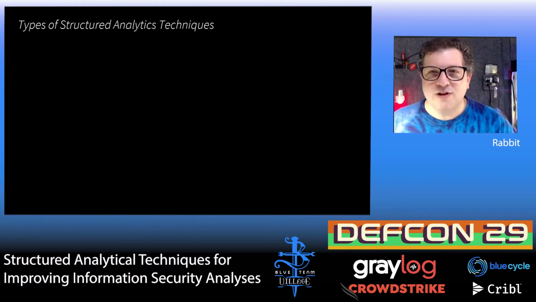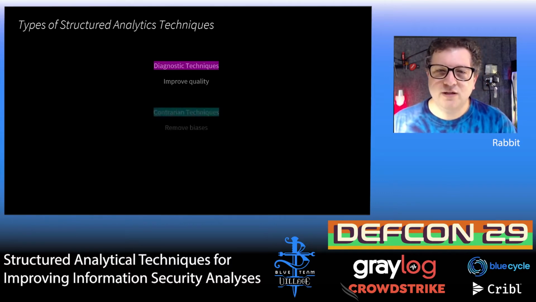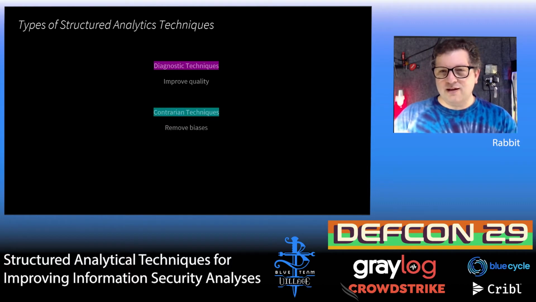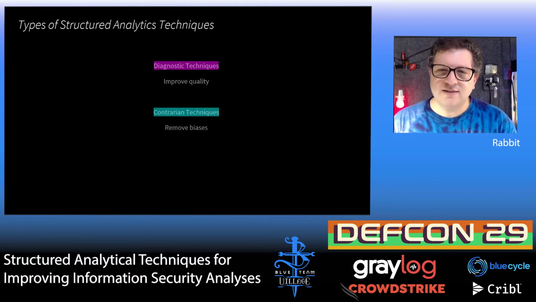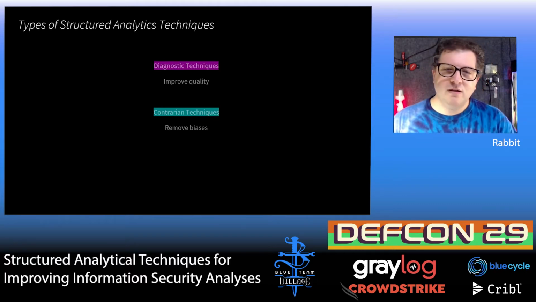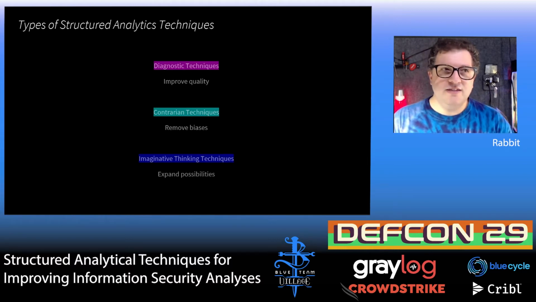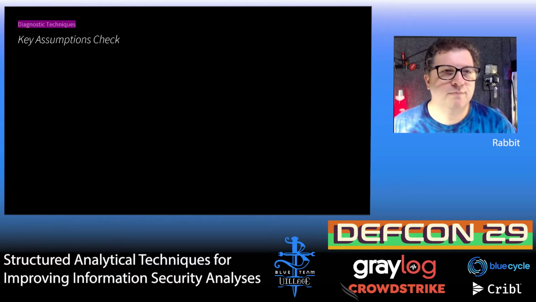So there are three types of structured analytic techniques. The first one is diagnostic techniques. Those are used to improve quality and make sure that your analyses are based on quality information. The second type are contrarian techniques. These are for making sure analyses are not biased or based on limited thinking. And the last type is imaginative thinking techniques. These are for developing new insights, breaking out of the box, or seeing things from potentially new viewpoints.